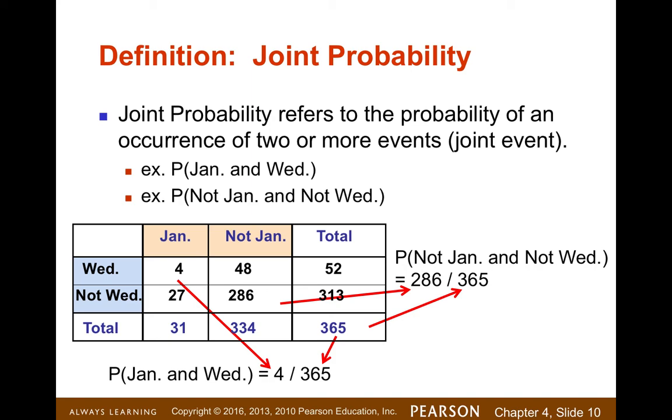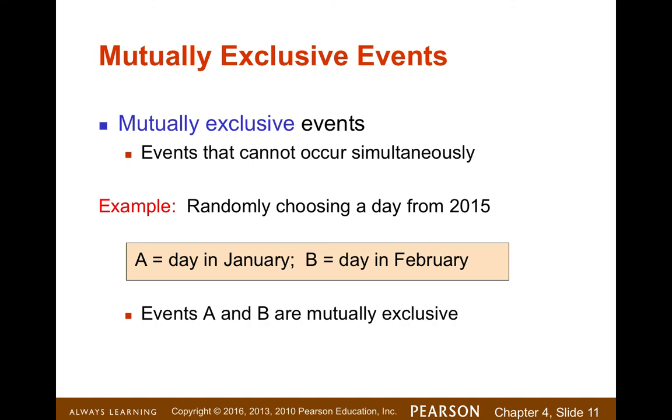For example, if I wanted the probability of a Tuesday, well, I can't get that from this table because I have Wednesday or not Wednesday. Now, granted, Tuesday is not Wednesday, but so is Thursday, Friday, and so on. Mutually exclusive events means they cannot occur simultaneously. So if you want to know a joint probability, like the previous problem, that a day is in January and in February, you can't do that because a day can't be in the 2 months. So we would say that these events are mutually exclusive.